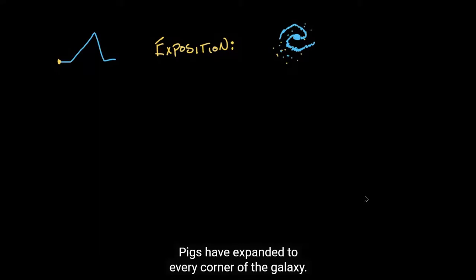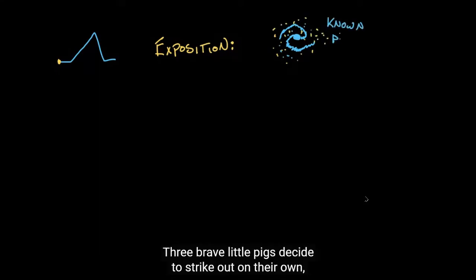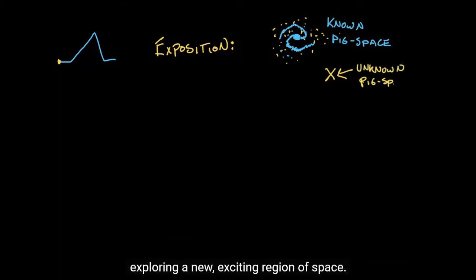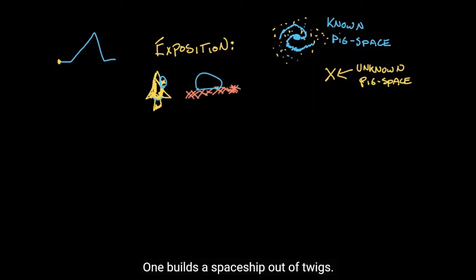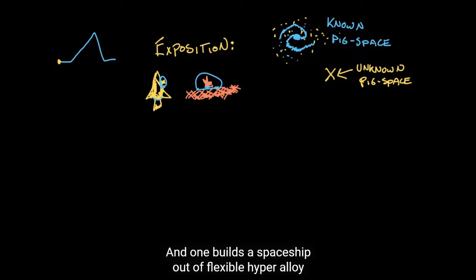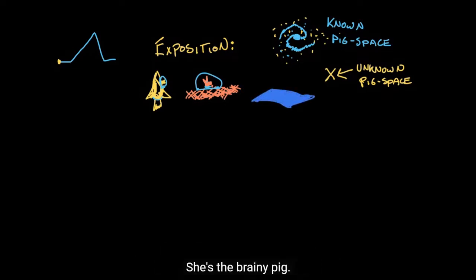Okay, so, the exposition. It's the future. Pigs have expanded to every corner of the galaxy. Three brave little pigs decide to strike out on their own, exploring a new, exciting region of space. One builds a spaceship out of straw. Go with me here. One builds a spaceship out of twigs. And one builds a spaceship out of a flexible hyperalloy they developed in a laboratory. She's the brainy pig. So, we've got the setting. It's the future, they're in space. We've got our characters, the pigs.